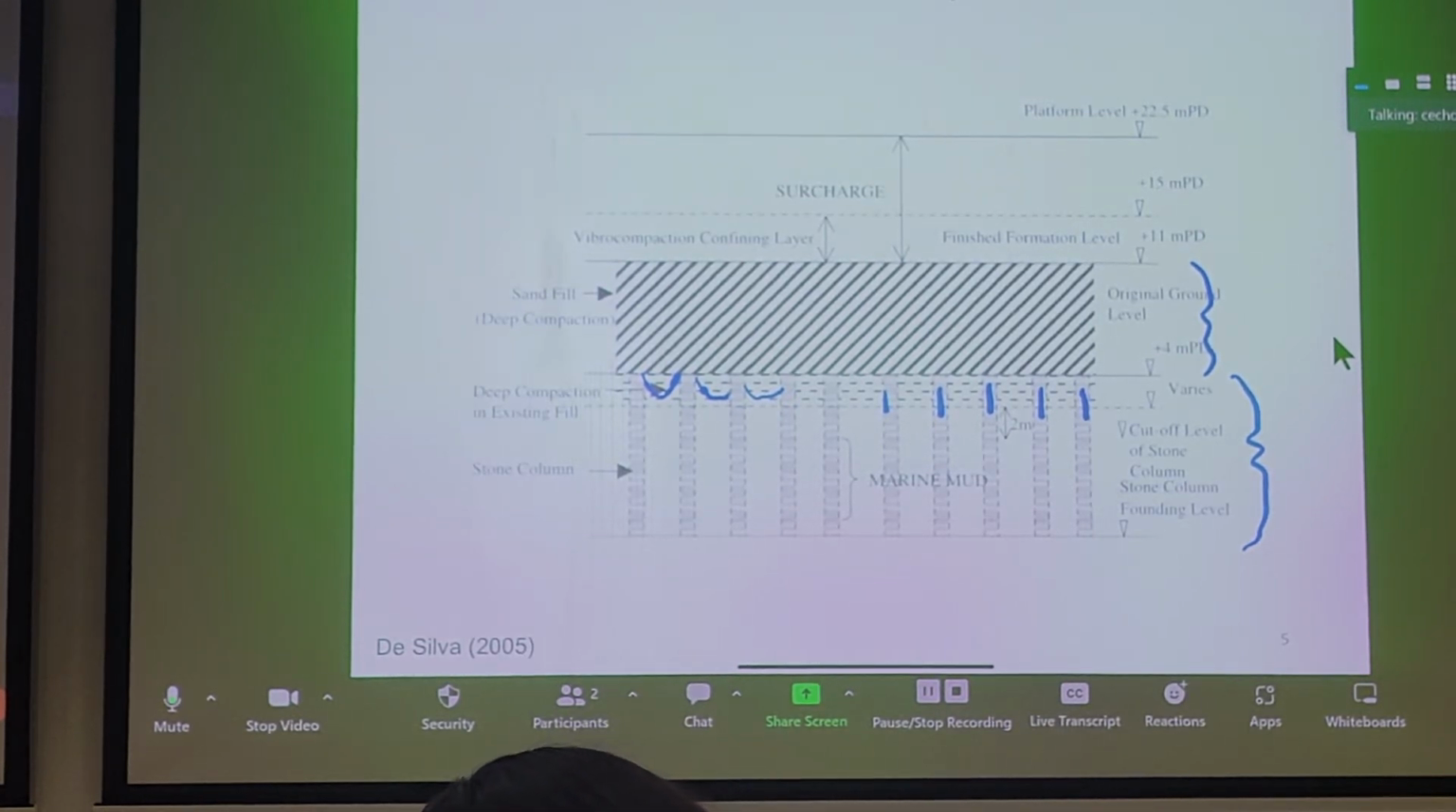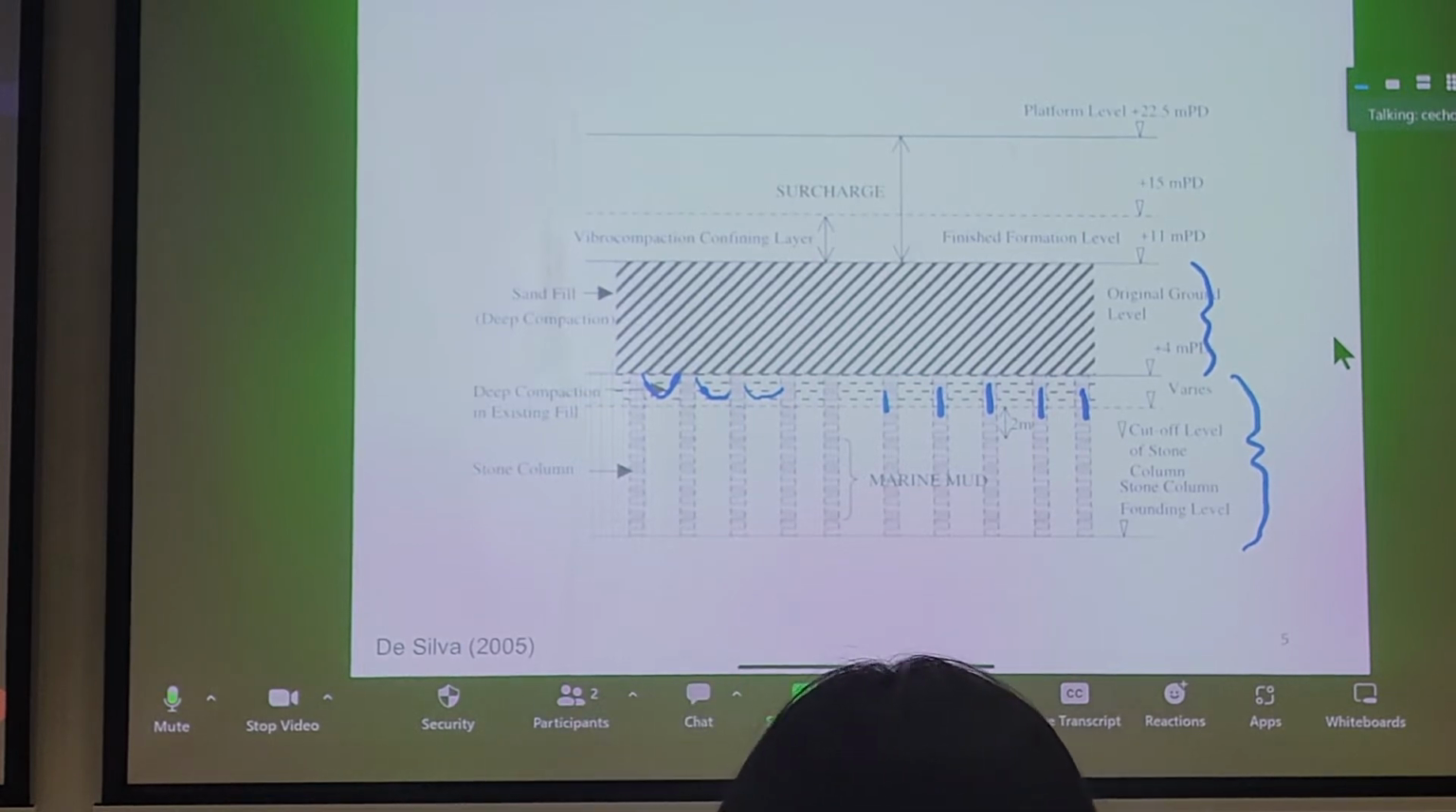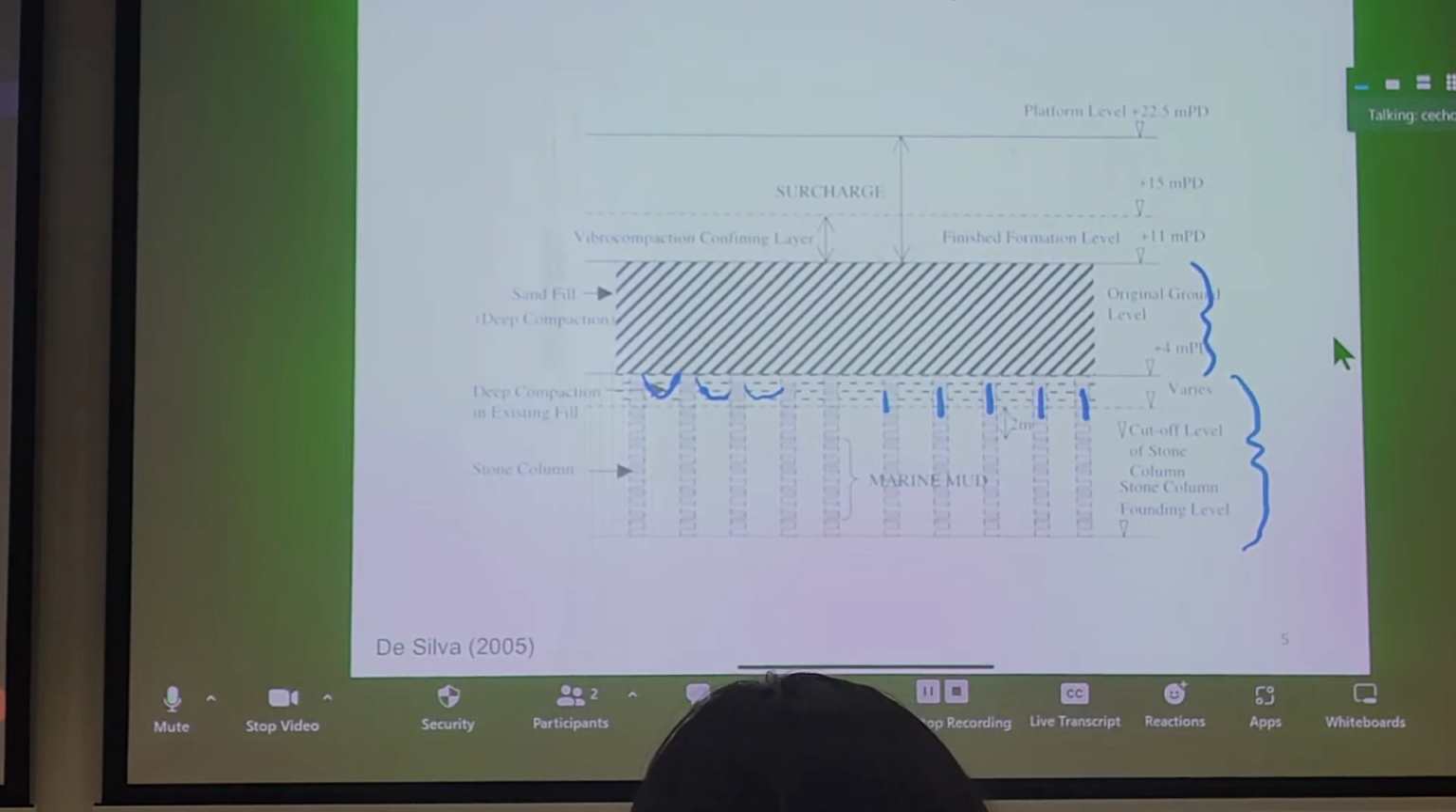And of course, on top, we always combine, as I mentioned, a sand fill layer to provide preloading. And this sand fill layer was also compacted using deep dynamic compaction. So this was essentially the cross-section of a typical profile at the Penny Bay site using stone columns.